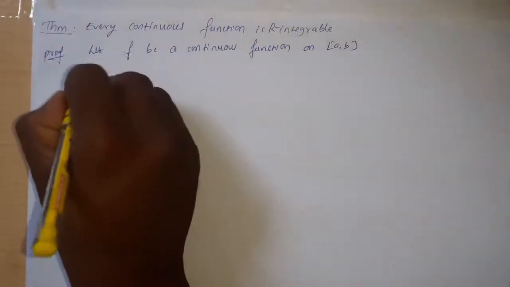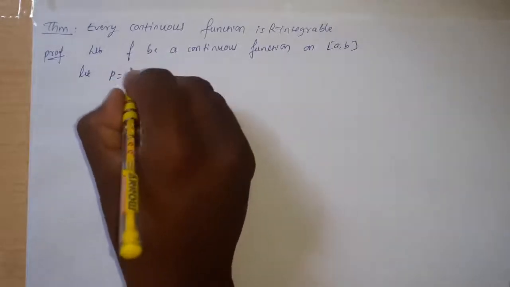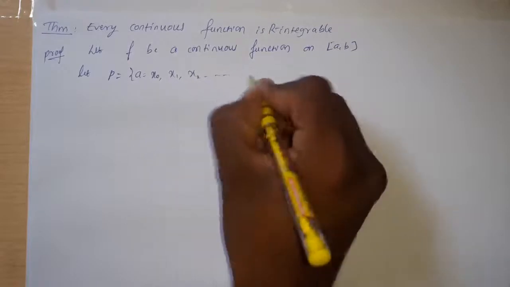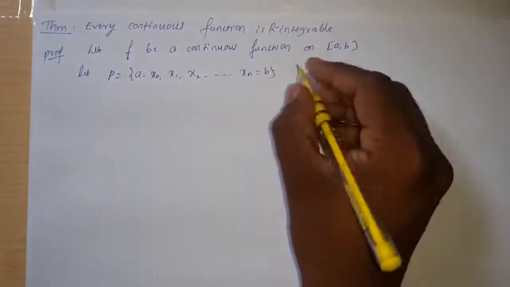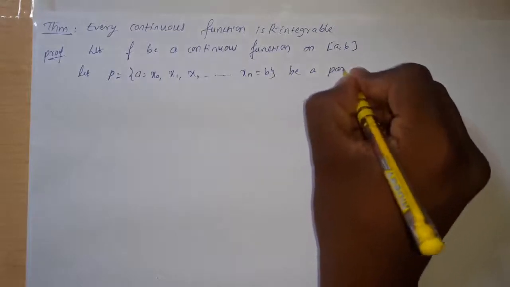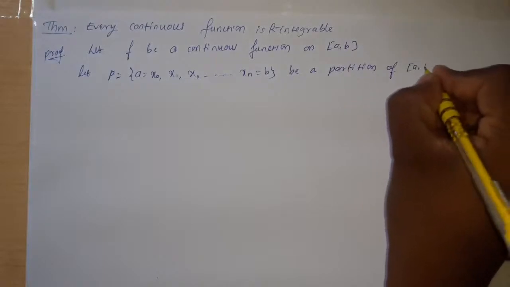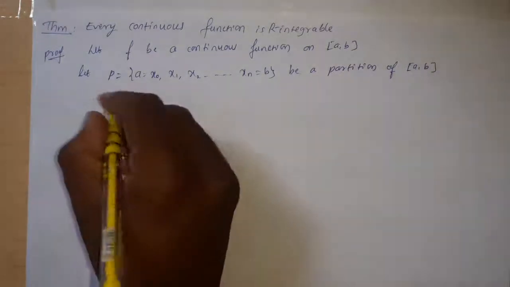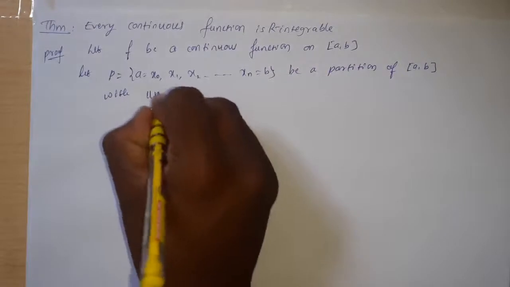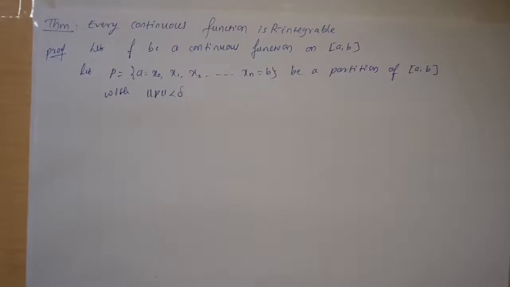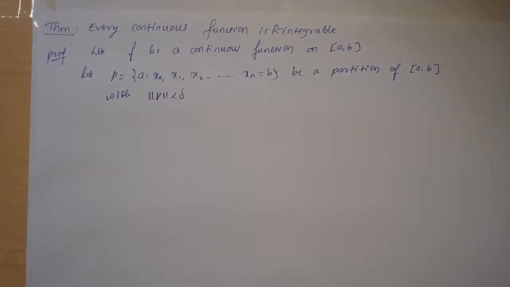Let P = {a = x0, x1, x2, and so on up to xn = b} be a partition of the closed interval [a, b] with norm of P less than delta. Norm means the maximum length of the subintervals. So, each subinterval must have length less than delta.